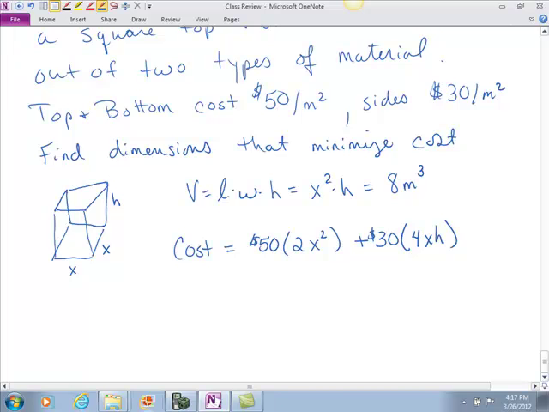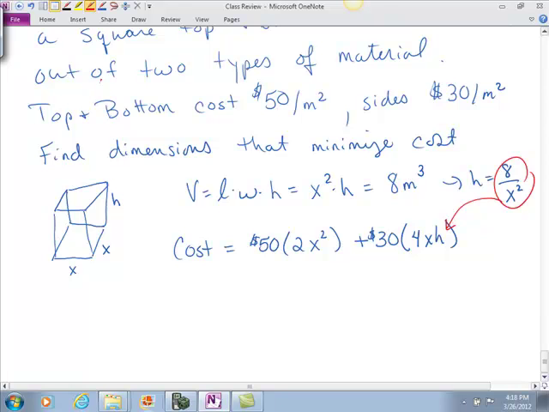We want to minimize cost, so we want to take the derivative and set it equal to 0 and find the critical number. But we can't do that when we have two variables like that. So we need to express h in terms of x, which we can do using this equation. Since x squared times h is equal to 8 cubic meters, we can say that h is equal to 8 divided by x squared. And then we can take that and pop it right in there for h.